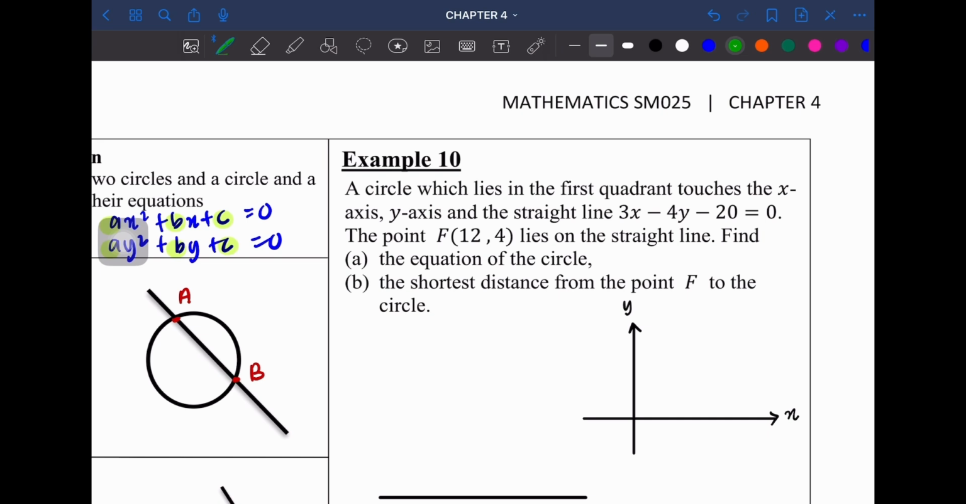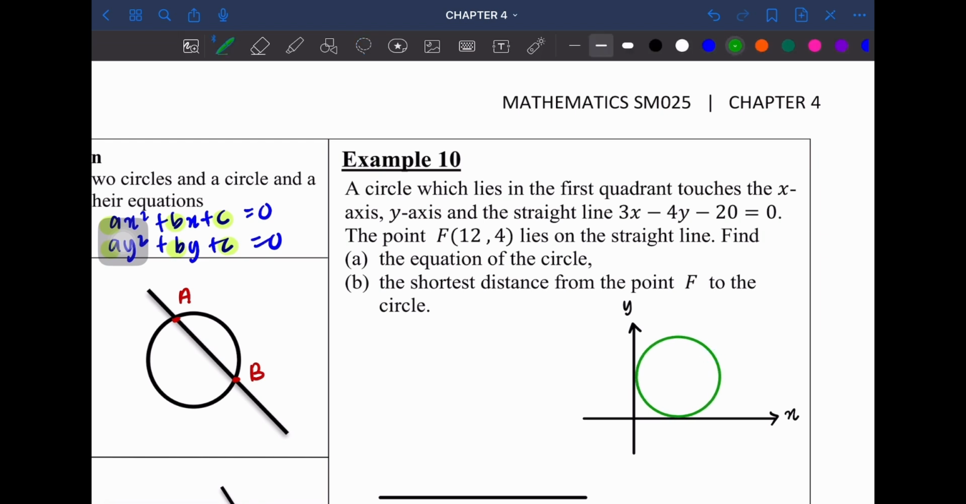Okay, so let's now do example 10. The question says a circle which lies in the first quadrant. We have quadrant 1, 2, 3, 4, so the first quadrant is over here. And the circle touches the x-axis, the y-axis, and the straight line. Your circle will be touching the y-axis and the x-axis, so it looks something like this.